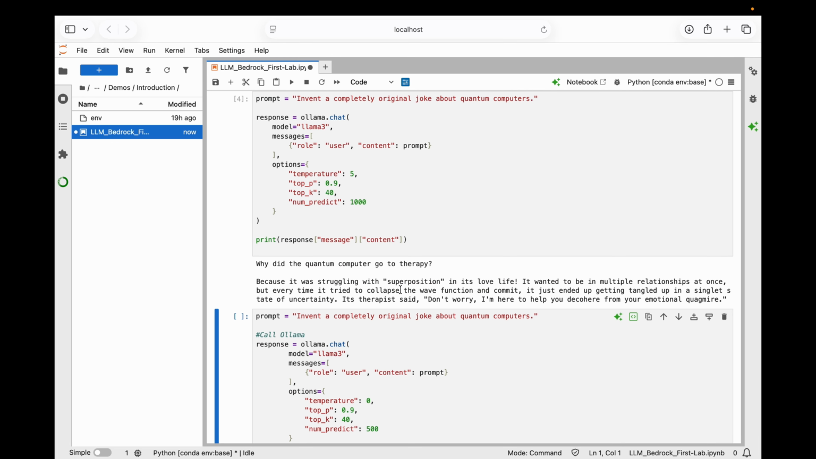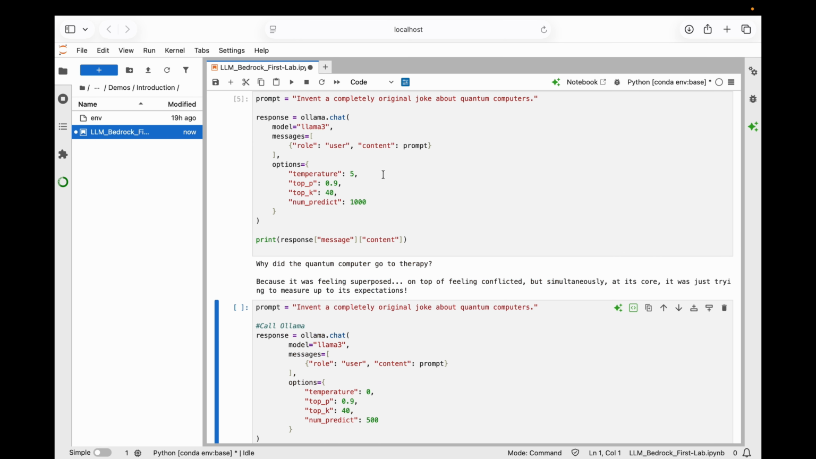And then we have a joke. Why did quantum computers go to therapy? Because it was struggling with superposition in its love life. It wanted to be in multiple relationships at once. Let us try again. I'm hoping we will get a new one. So, this is a different joke than the previous one. Let's run it one more time.